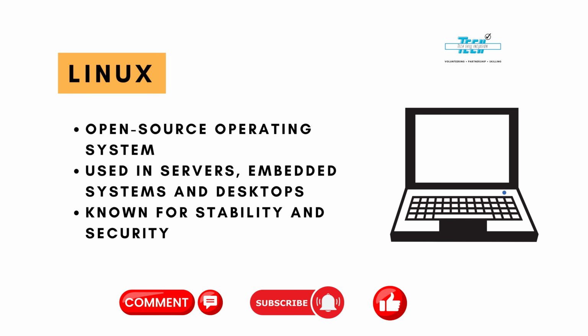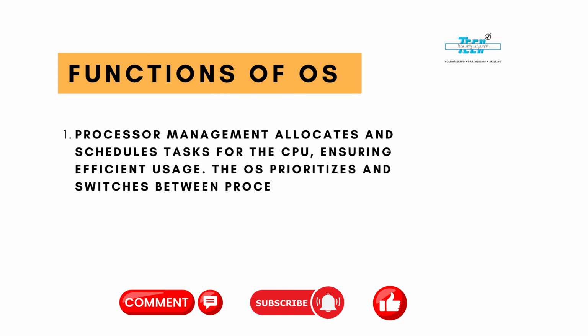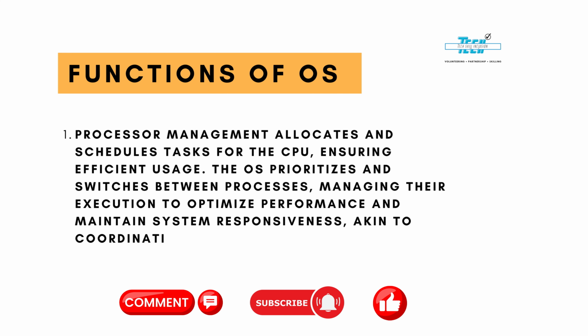Moving on, we have the functions of an operating system. Why do we need an operating system? First is processor management. Processor management allocates and schedules tasks for the CPU, ensuring efficient usage. The OS prioritizes and switches between processes, managing execution to optimize performance and maintain system responsiveness.